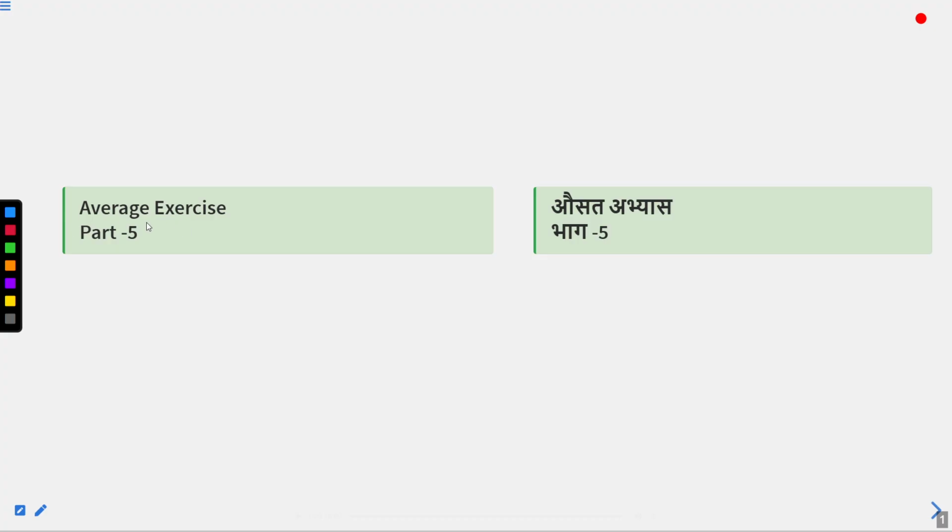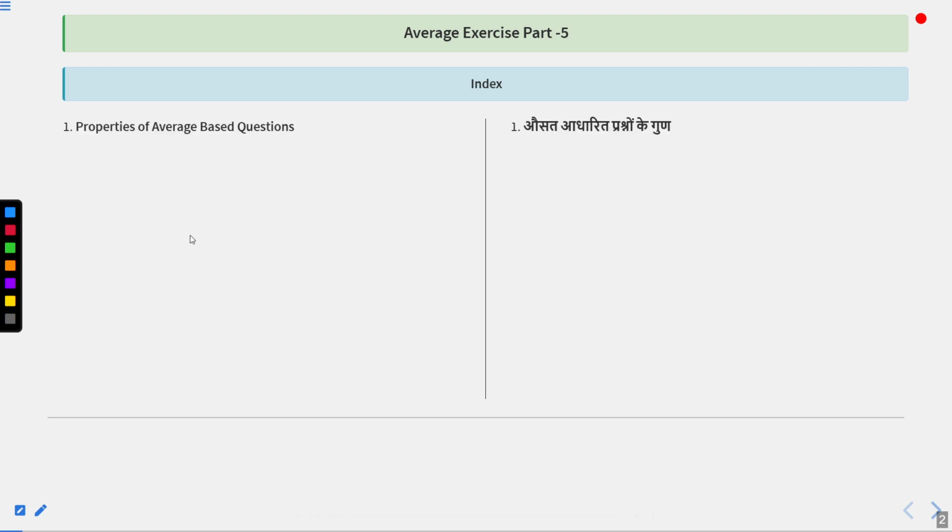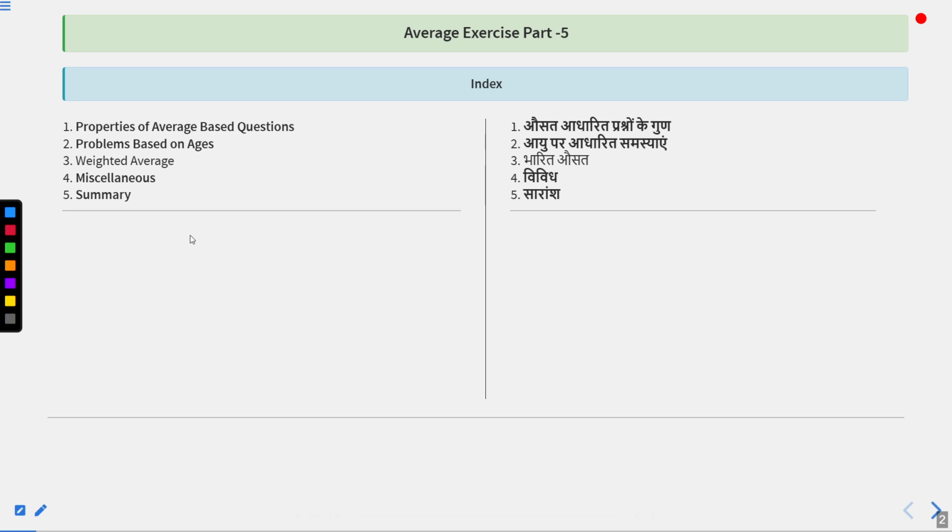Hello student, in today's class we are going to discuss average exercise part 5. So see first our indexes in this class. First is property of average based questions. Second is problems based on ages. Third is weighted average questions. Fourth is miscellaneous. And then we summarize our today's lecture.